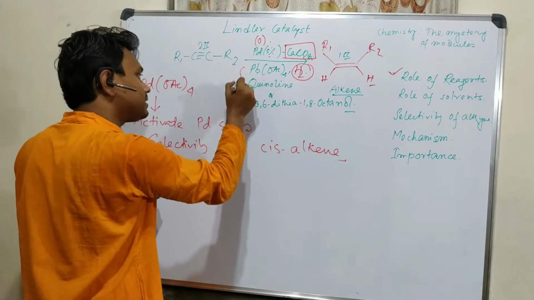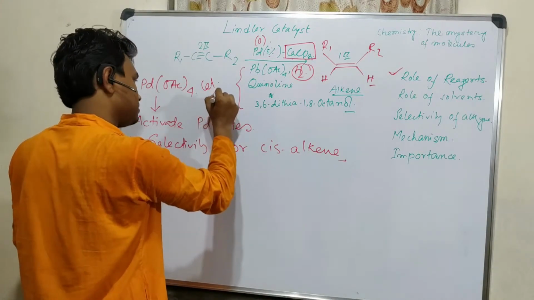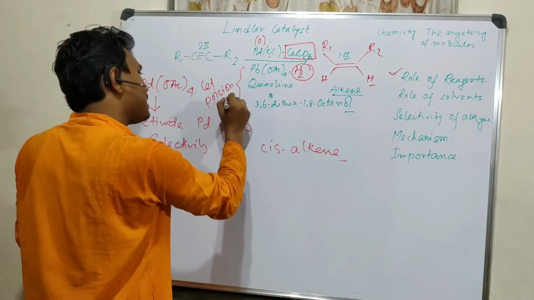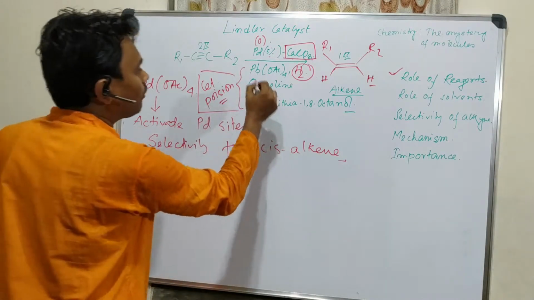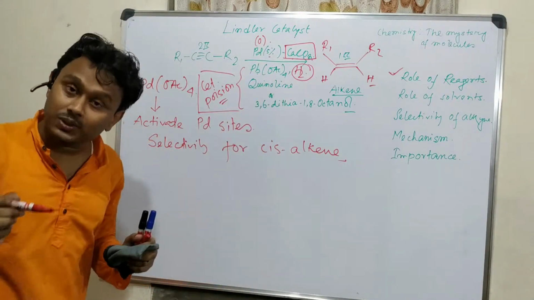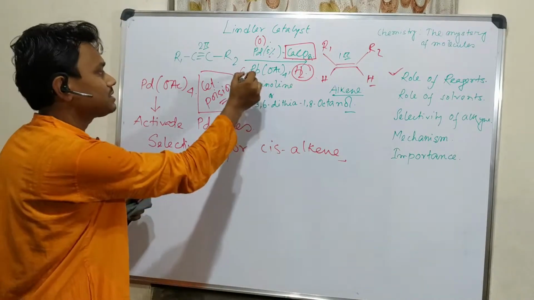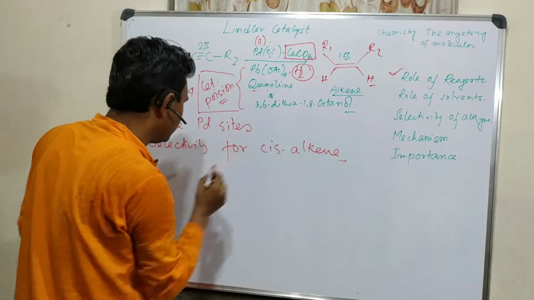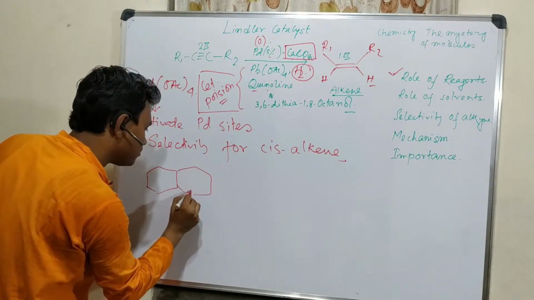Actually, this thing acts as a catalyst poison. Poison means they inhibit the catalytic activity of this palladium center such that complete reduction should not happen. So this is their role. And second, what is quinoline? Quinoline is a molecule.